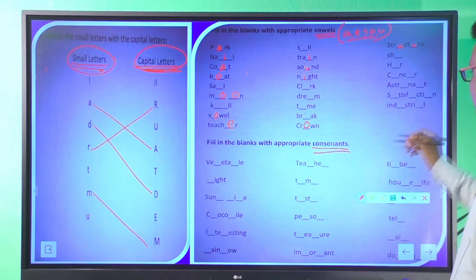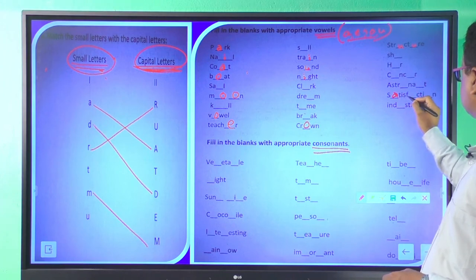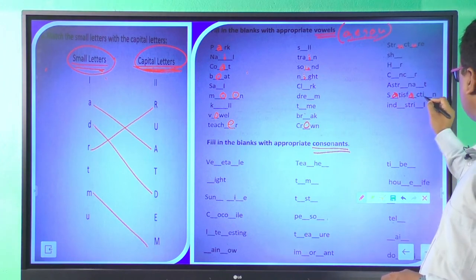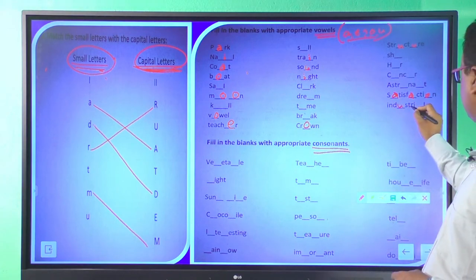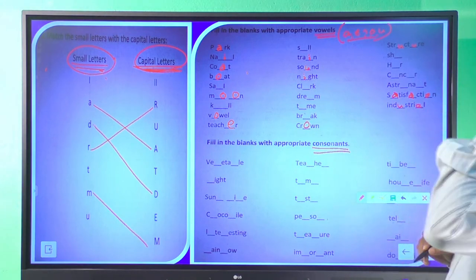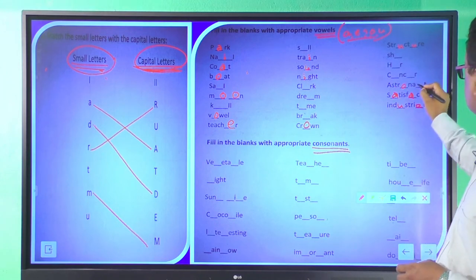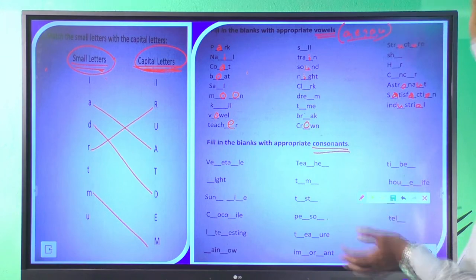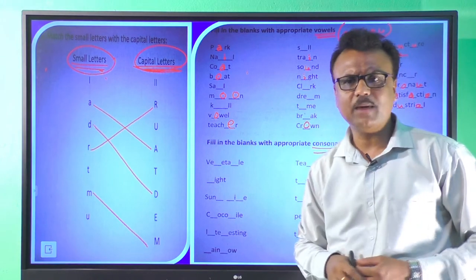So you can do satisfaction. See another word, S-A-T-I-S, satisfaction. Faction, F-A-C-T-I-O-N, satisfaction. Industrial. Cancer, astronaut. Cancer, hair. You can do her, she. You can do of your own by supplying the words.